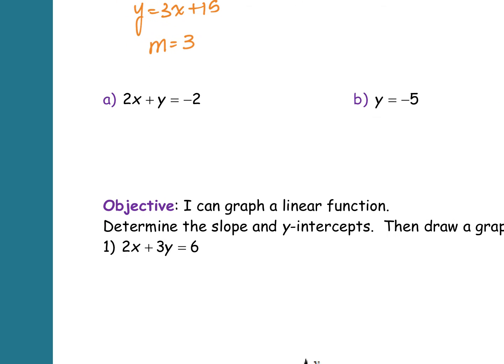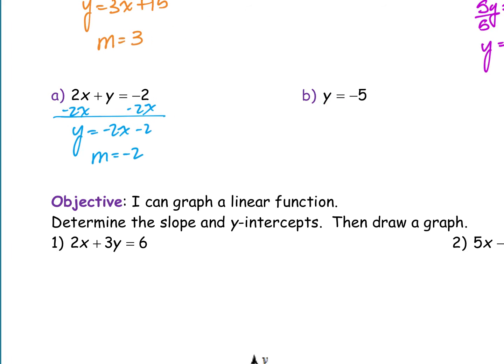Okay, here we go. So let's talk about this so we don't actually have to guess. We can know. For number 2, I'm going to subtract 2x, and y equals negative 2x minus 2. So my slope equals negative 2, right?